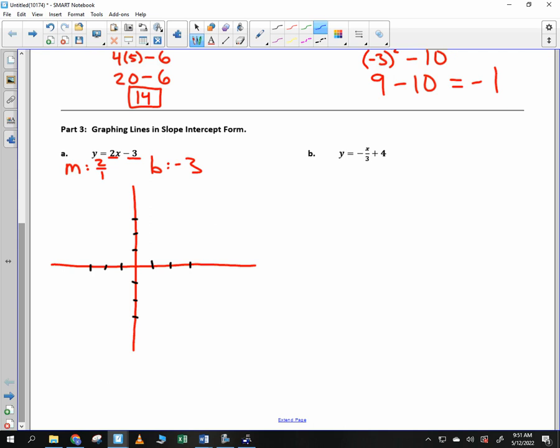So if you remember to graph these lines, you plot the y-intercept, which is negative 3. That's where it crosses the y-axis. And then we use our slope, which is 2 over 1. Remember that is your rise over your run. So I'm going to rise 2, and I'm going to run 1. Rise 2, run 1. And notice what you have.